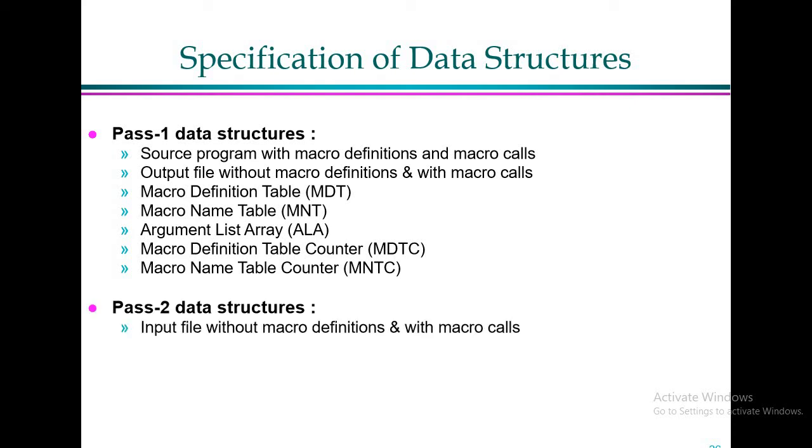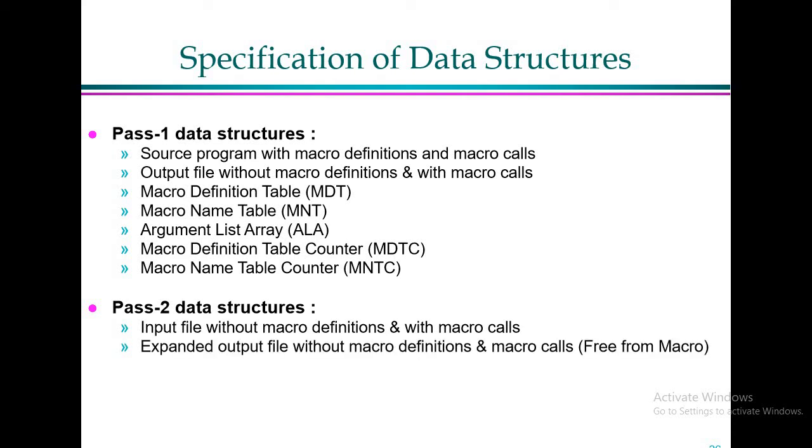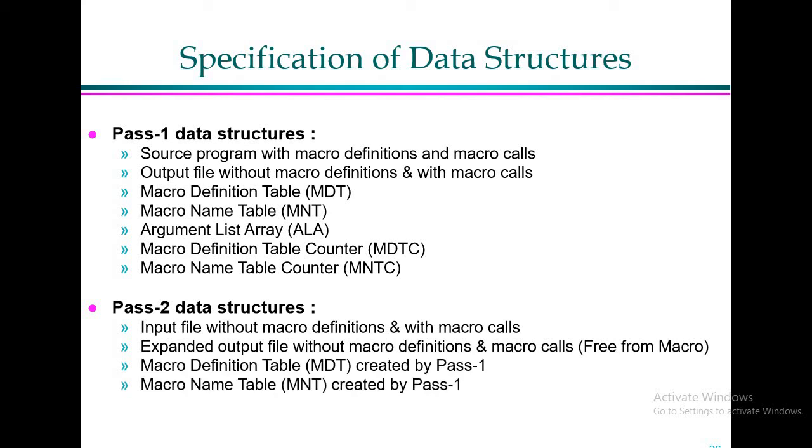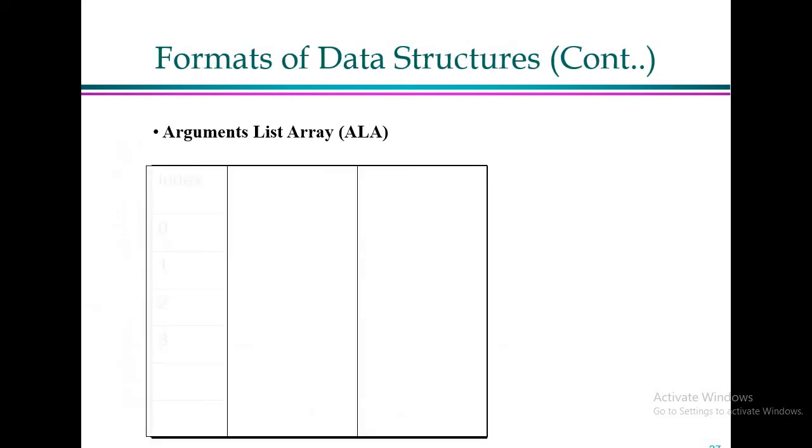And the pass 2 data structures contain the input file without a macro definition and with a macro call, the expanded output file without a macro definition and macro calls, the MDT table which is created by pass 1, the MNT table created by pass 1, the ALA list, and the macro definition table pointer. These are the data structures which are used in pass 2. Now we will see the format of all these data structures.